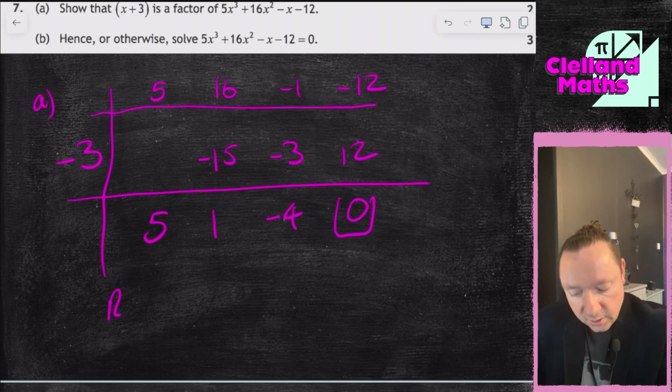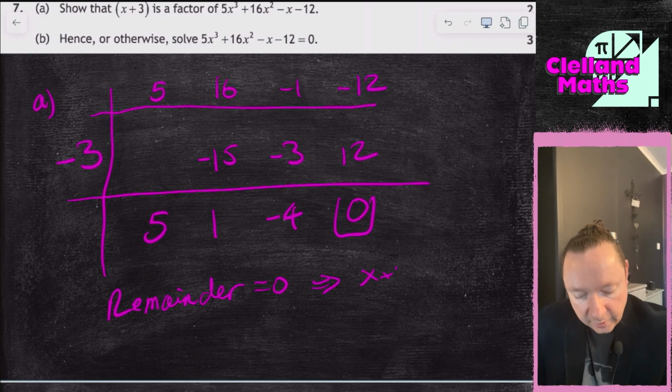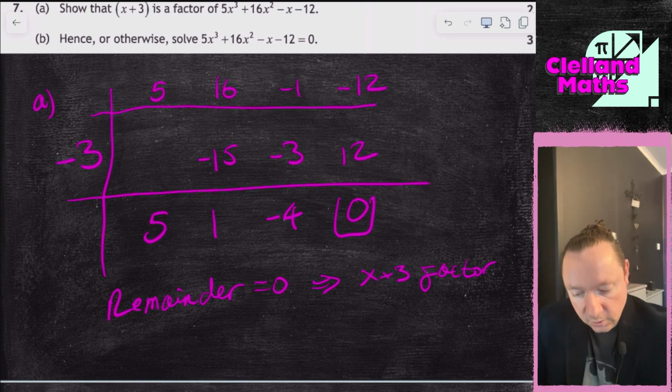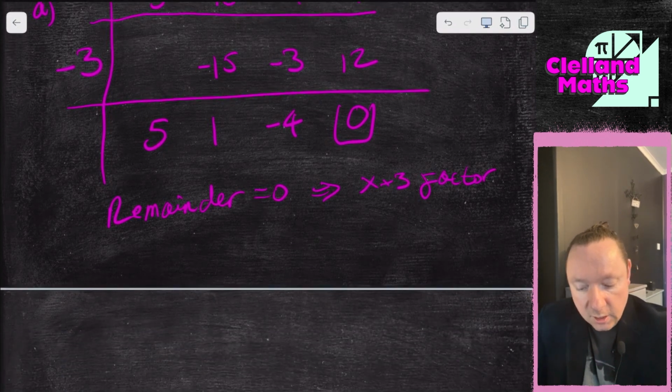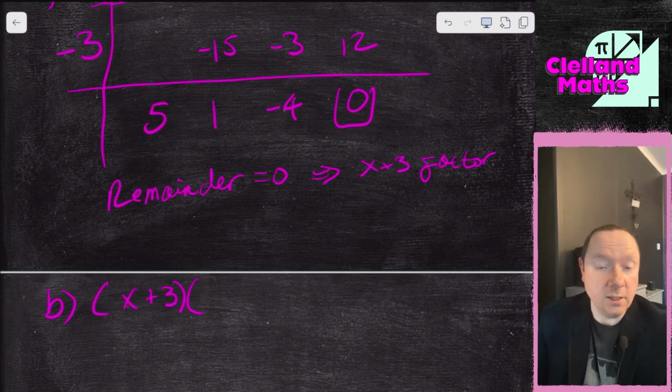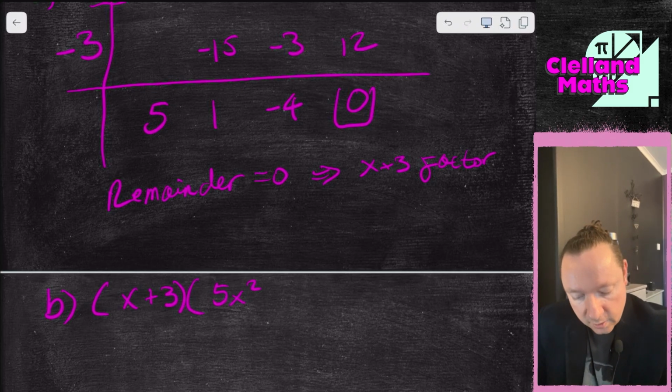So since the remainder equals 0, that implies that x plus 3 is a factor. Well, the way you could say that is f of minus 3 is 0, so x plus 3 is a factor. Now we have to solve it, and it's the same equation. So for part B, we've already got x plus 3 as a factor, so I'll just write that again. And then we've got 5, 1, minus 4: 5x squared plus x minus 4 equals 0.